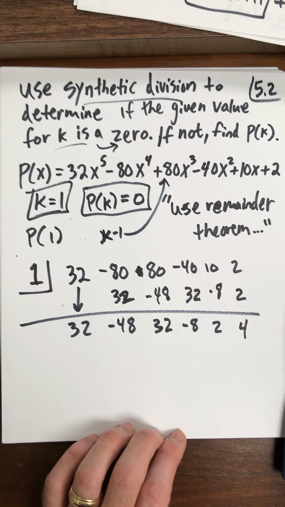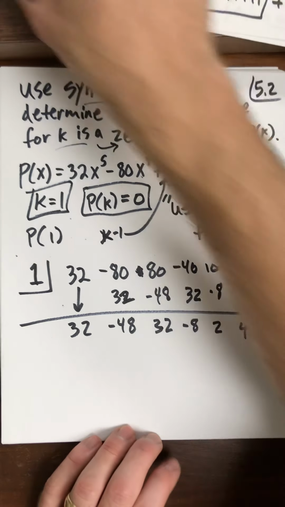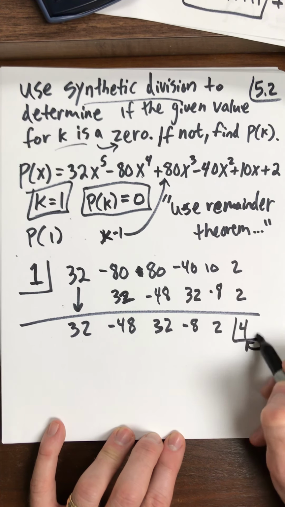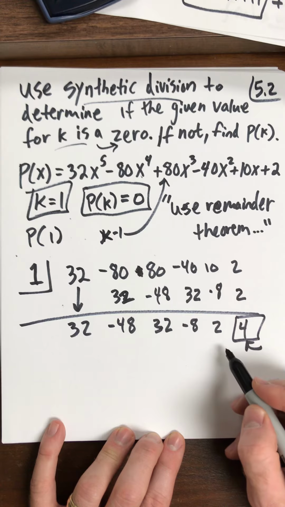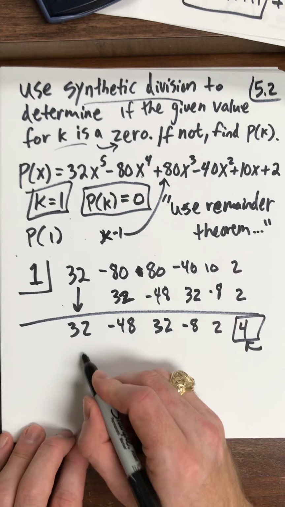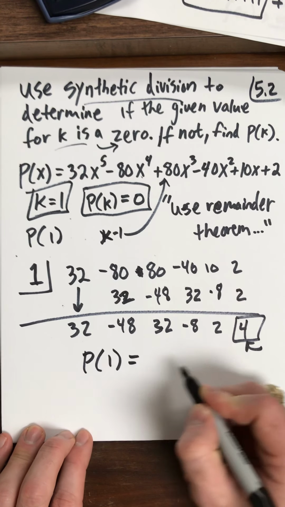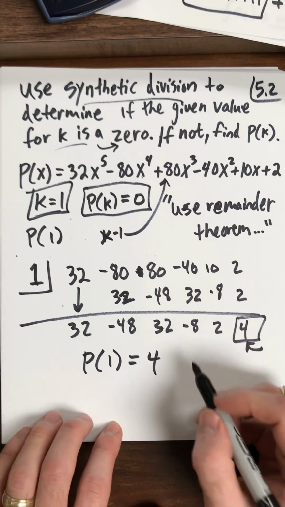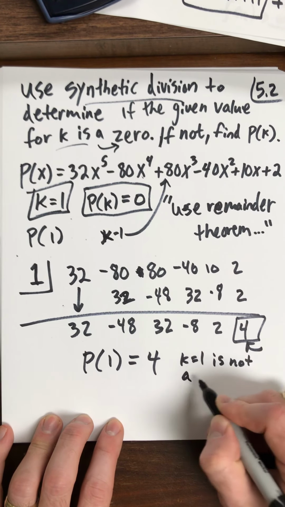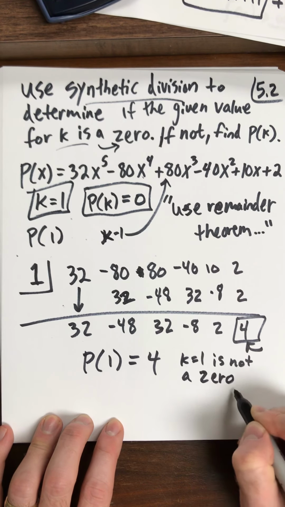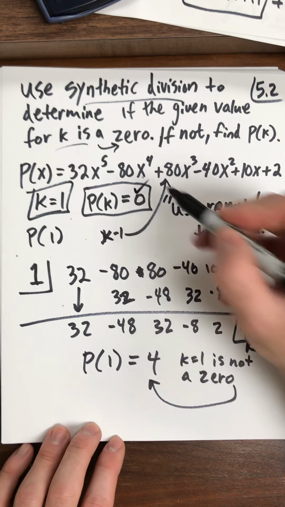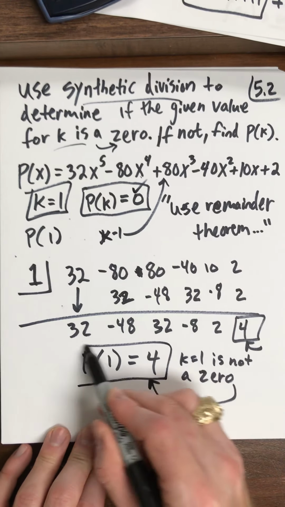Now, is this one a 0? Well, what do I know? The remainder here is equal to the function evaluated at the point. Okay, so what is the point? It's p of 1, which equals the remainder, which is 4. So k equal to 1 is not a 0. Why? Because this is 4 and not 0. If that was equal to 0, then it'd be a 0, but it's not. Okay, it's equal to 4.